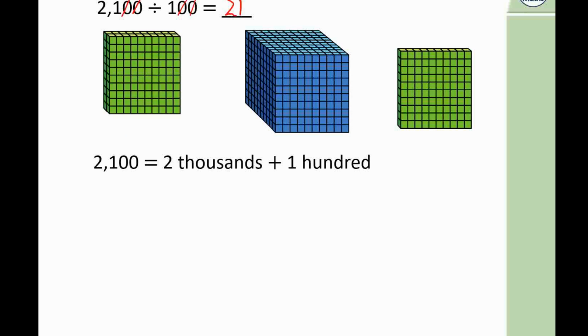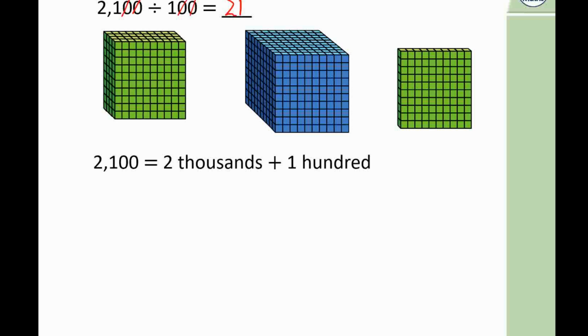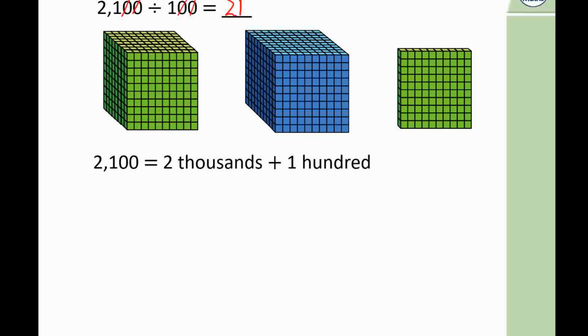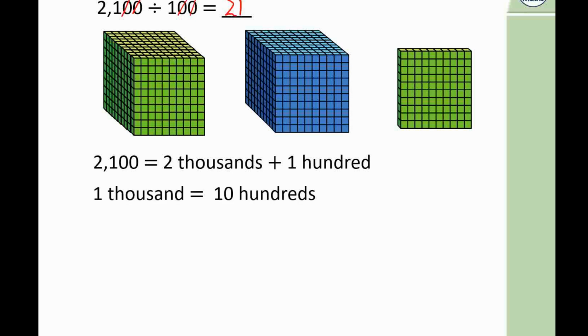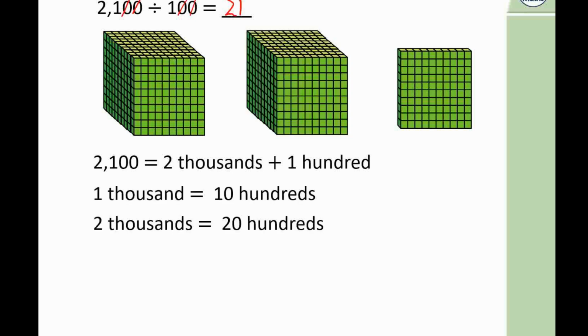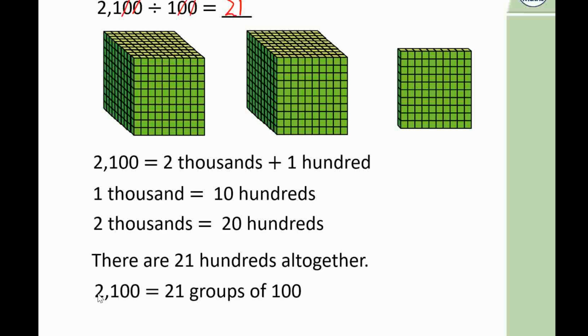Let's see. Oh, right, they're making the blue cube now by putting these green ones together. So there's 1, 2, 3, 4, 5, 6, 7, 8, 9, 10. So now we've made our blue cube, even though it's green. It's the same amount as the blue cube, 1,000. 1,000 equals 10 hundreds. Okay, 2,000s equals 20 hundreds. And so there are 21 hundreds altogether. 2,100 equals 21 groups of 100.